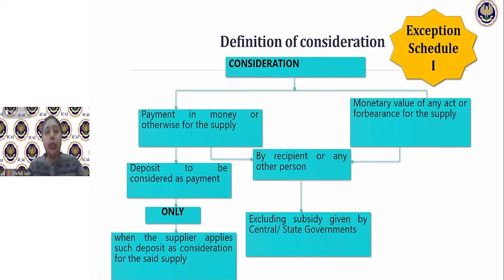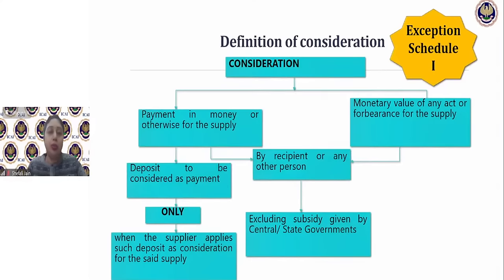An important point is that consideration can flow from the recipient as well as from a third person. For example, if a movie is being made and the director is paying for the makeup charges of all the artists, those charges are being paid by the director, but the ones actually receiving the services are the artists. So services are received by one person and the consideration is paid by another, a third person, and then also it is a consideration.